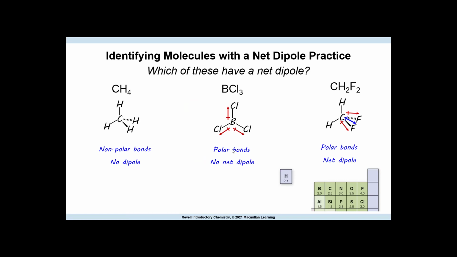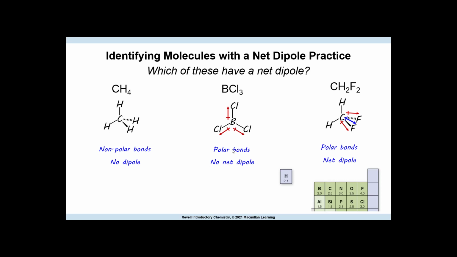So, identify molecules with a net dipole practice. To determine whether a molecule has a net dipole, we first identify any polar covalent bonds using the table of electronegativities. Then, based on the shape of the molecule, we determine if the polar bonds pull together or cancel each other out. Let's consider 3 more examples. Based on their geometry and the table of electronegativities, which of these molecules have a net dipole?